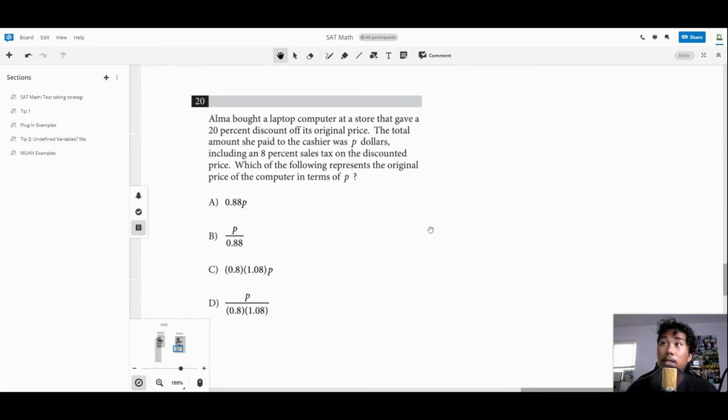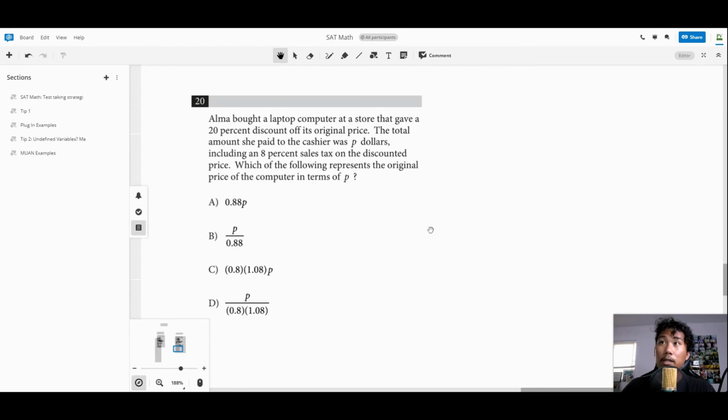So number 20, it says Alma bought a laptop computer at a store that gave a 20% discount off its original price. The total amount that she paid to the cashier was P dollars, including an 8% sales tax on the discounted price. Which of the following represents the original price of the computer in terms of P? So P is unspecified. The original price is unspecified. There are a lot of variables that don't have specific numerical values, which is perfect for us because we can make up those numerical values.